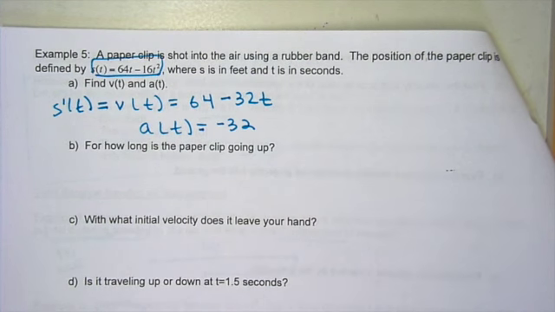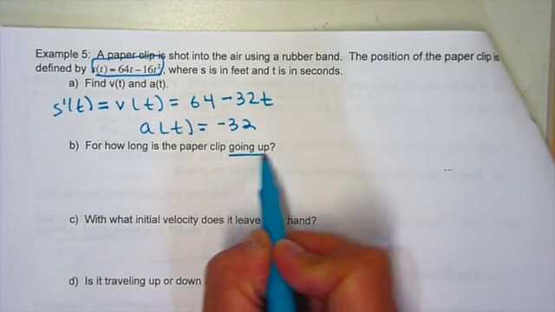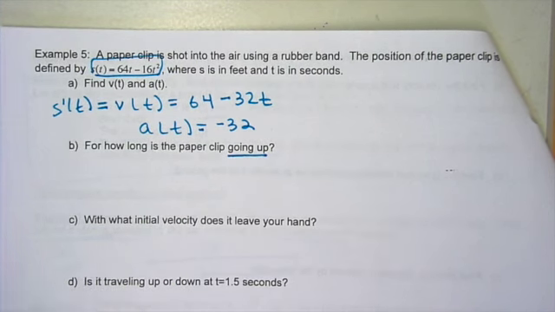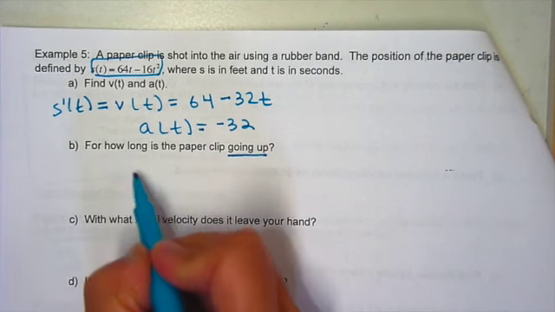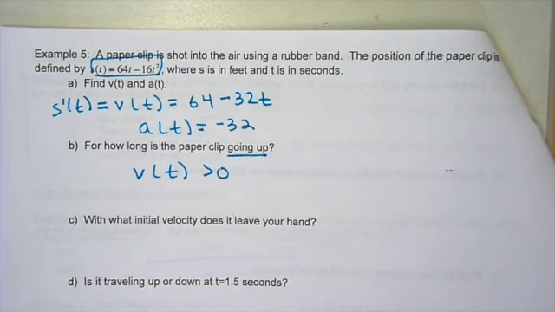Okay. Part B, for how long is the paper clip going up? So when we talk about motion, when is it moving left to right? When is it going up or down? You should always be looking at the velocity function. So I want to know, when is the velocity positive, right? Going up means velocity is positive.